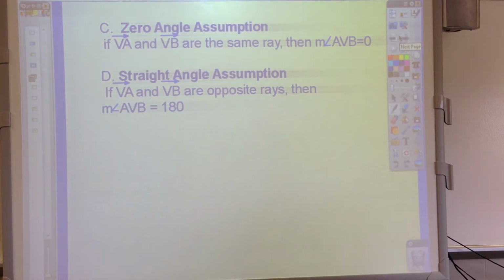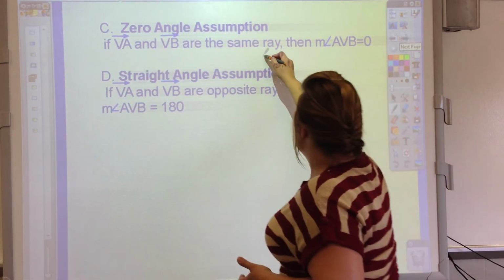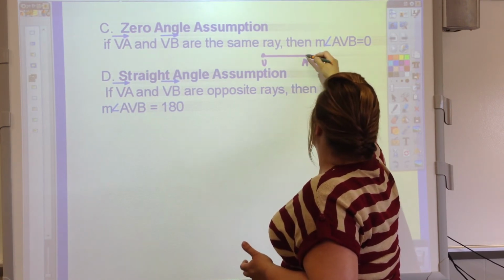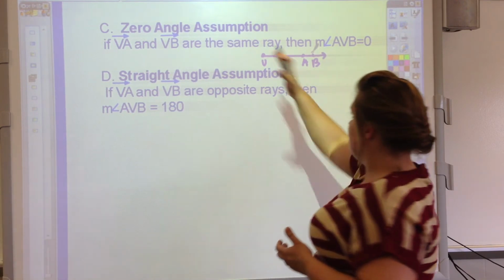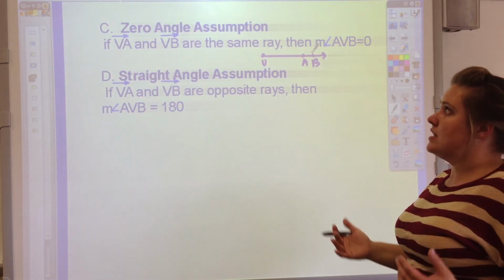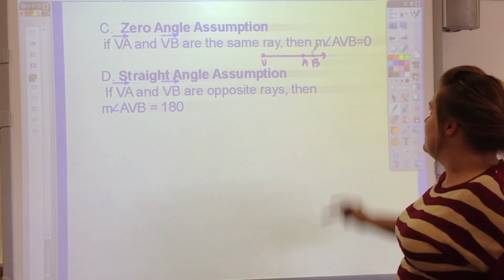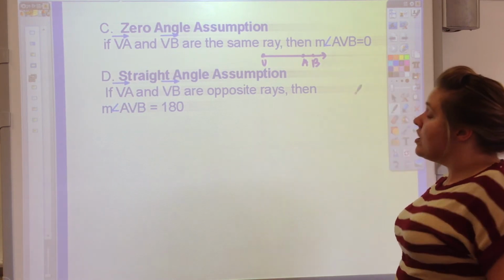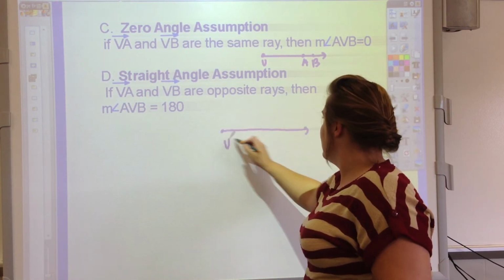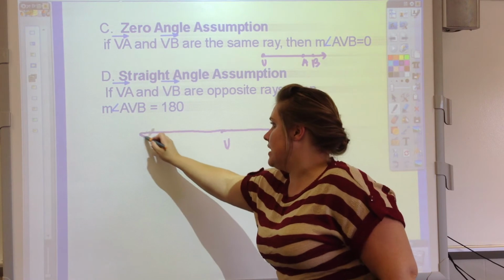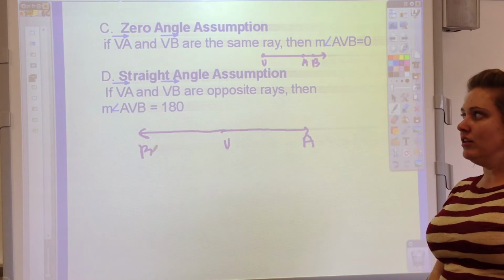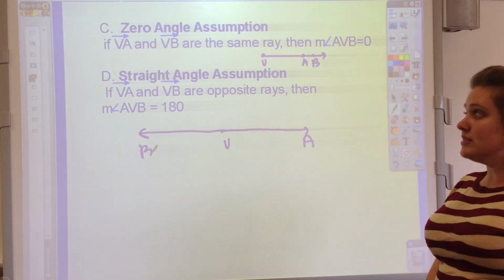The zero angle assumption says that if VA and VB are the same ray, basically they just begin at V and continue on past A and B, then the angle between them is 0. And that makes sense. If they're the same ray, there is no angle between them, so the measure of that angle would be 0. The straight angle assumption says that if VA and VB are opposite rays, then the measure of their angle, when you put those two rays together, is 180 degrees.